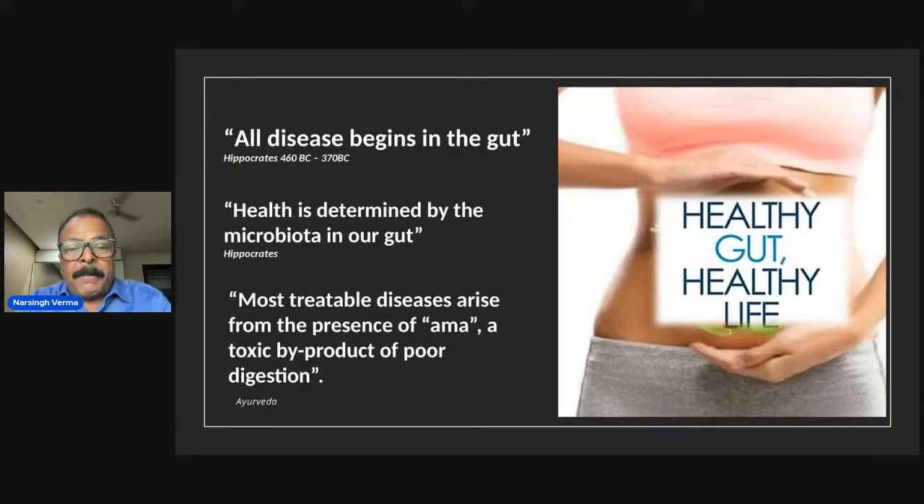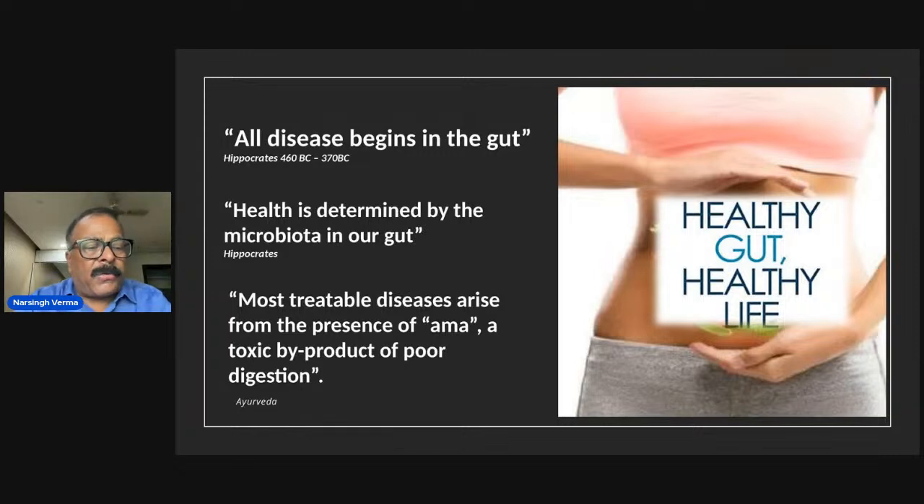So, all diseases begin in the gut. That was said by Hippocrates around 460 BC. And health is determined by the microbiota of our gut. Again, Hippocrates. Most treatable diseases arise from the presence of ama, a toxic byproduct of poor digestion. So basically, ama, they said ama, but they thought in Ayurveda that every disease is because of changes in digestion. And they are talking about treatable disease.